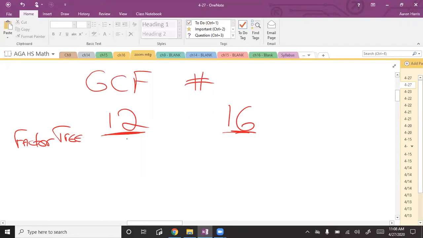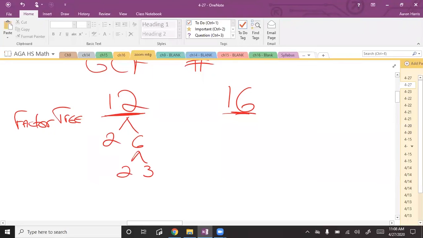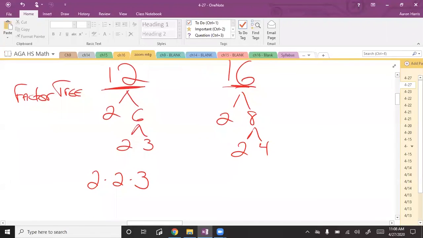Okay? So a factor tree is not a factor list. Factor trees start with prime numbers, so 1 does not count. So we start with 2. 2 times what? 6. 6 is even, so I can do 2 times 3. So the factors of 12 are 2 times 2 times 3. For 16, start with a prime number, 2. 2 times what? 8. 8 is even, so I can go another 2. 2 times 4. Oh, 4 is even, so I can do another 2. So 16 is 2 times 2 times 2 times 2. These are all the factors of 12 and 16.